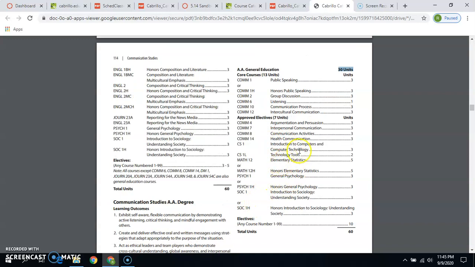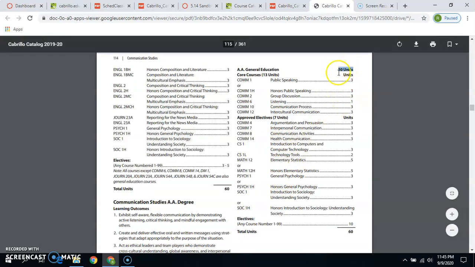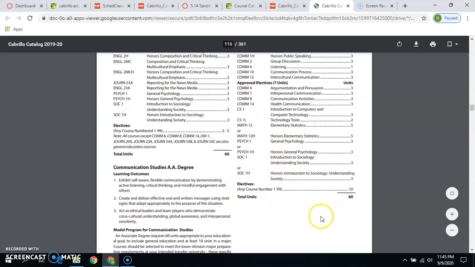Once we use our math skills, if we do 30 units of general ed and 18 units in the major, and remember you can kind of pick and choose how you put your major together with this one, you would have a total of 48, basically leaving you with an additional, not 10, but 12 units of courses that are numbered, in this case, 1 through 99, to reach a magical 60.